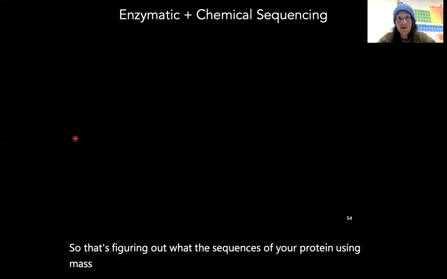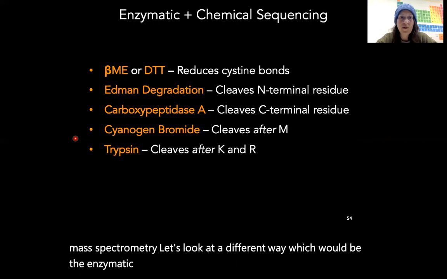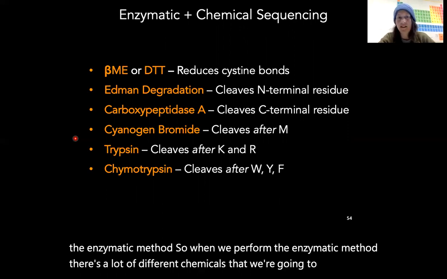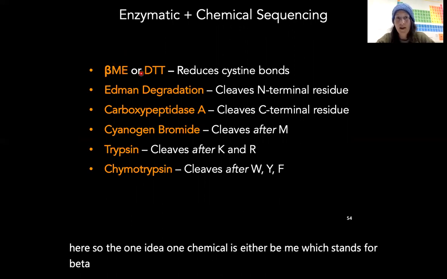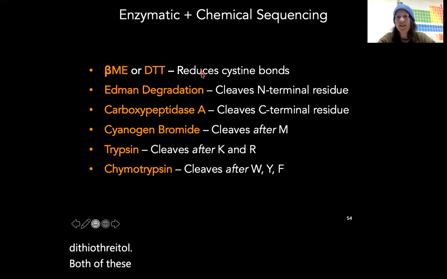Let's look at a different way, which would be the enzymatic method. When we perform the enzymatic method, there's a lot of different chemicals that play a part here. The one chemical is either BME, which stands for beta mercaptoethanol, or DTT, which is dithiothreitol. Both of these are reducing agents, and they reduce cysteine bonds.